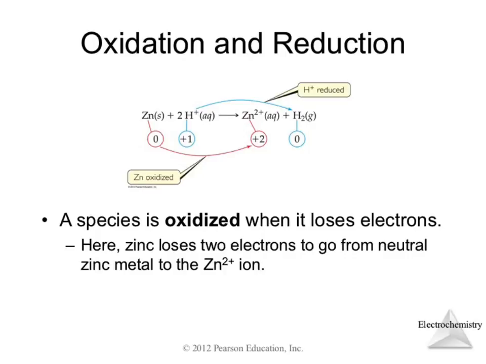So, what happens when we look at a reaction? Well, we could go through and identify the oxidation states. Interestingly enough, because we now know that oxidation states are the balance of protons and electrons for an individual atom, we can look at this and say that for zinc, its oxidation state is 0. Everybody goes, yeah, absolutely, it's got to be 0.